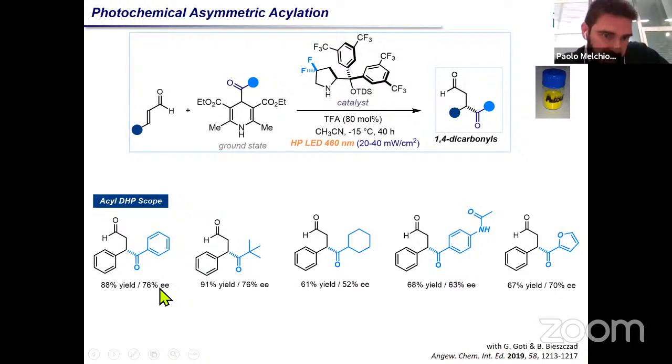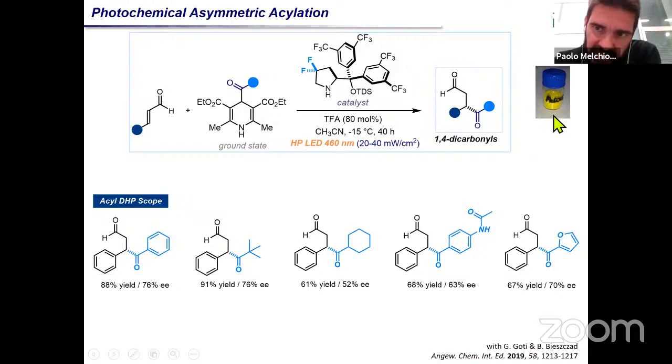The results have been okay, moderate. You see the enantioselectivity is not outstanding. Again, the main problem was the background racemic reaction. I want to highlight a couple of aspects that have been essential to achieve this enantioselectivity. That was to selectively use blue light irradiation, because in this way we could selectively excite this dihydropyridine.